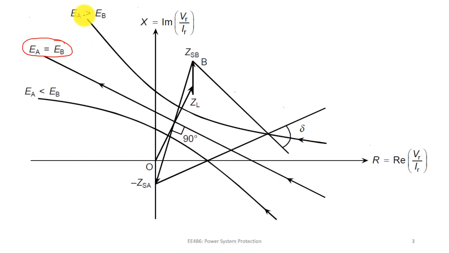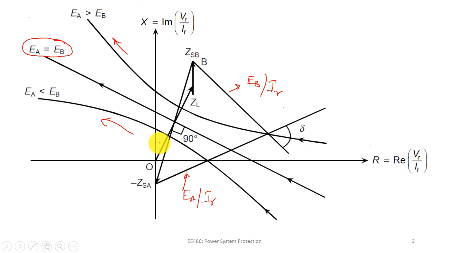But when your EA becomes greater than EB, we can see under this condition, this is your EA by IR, this is your EB by IR. So now if EA is greater than EB, your ZR characteristic will look like a curve. And when your EA is less than EB, it is below the straight line. It will become like this. It is a little curved, but it is like this.